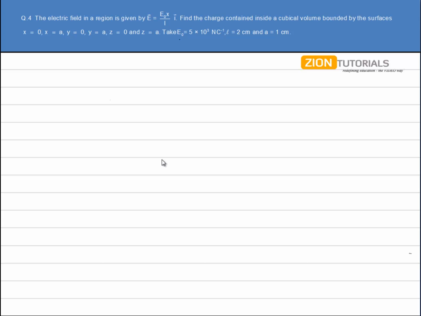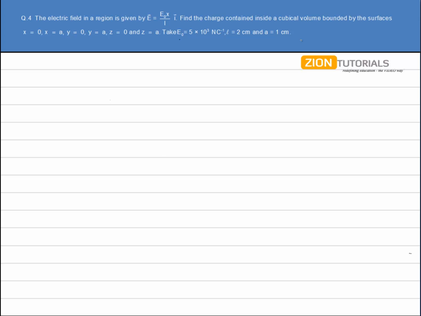The electric field in a region is given by E equals E naught x by L i cap. Find the charge contained inside the cubical volume bounded by the surfaces x equals 0, x equals a, y equals 0, y equals a, z equals 0 and z equals a. Taking E naught as this, L equal to 2 centimeter and a as 1 centimeter.